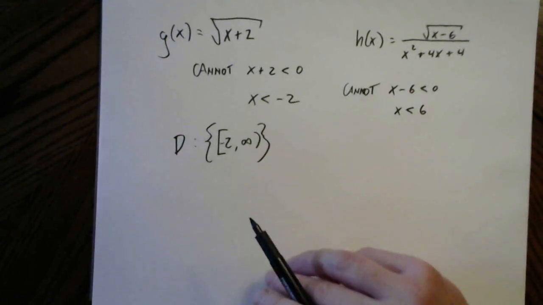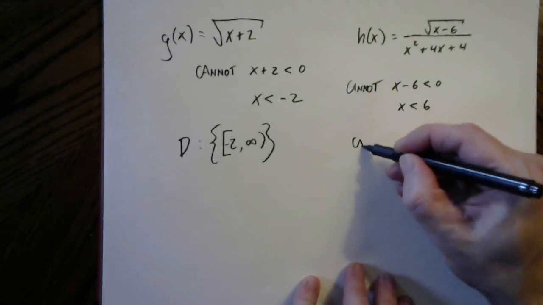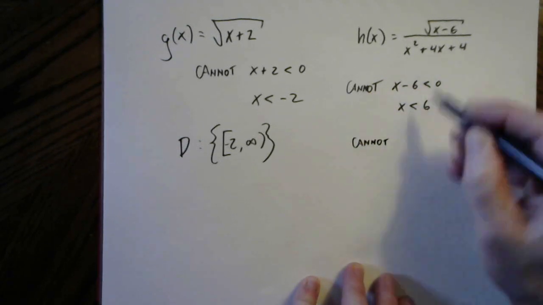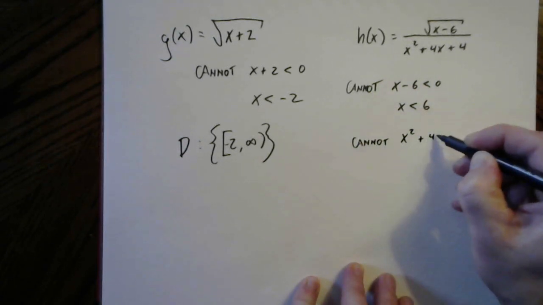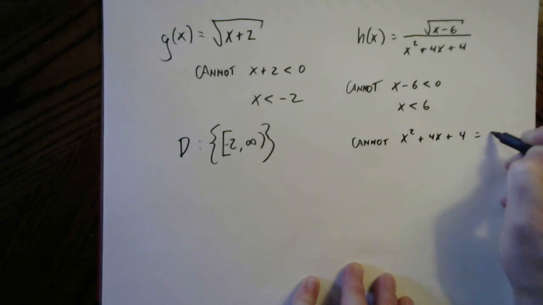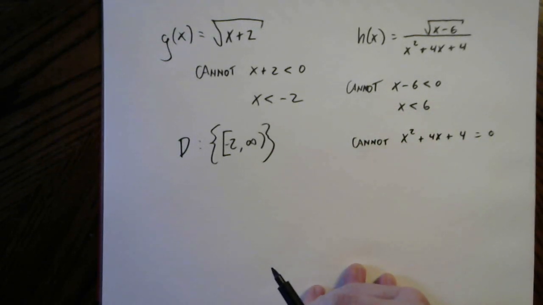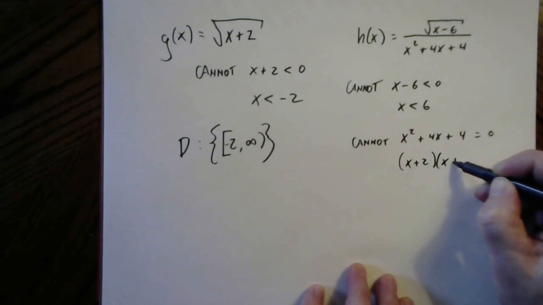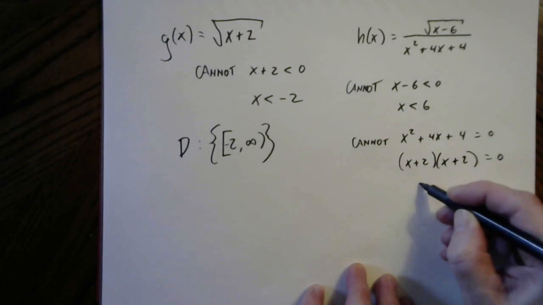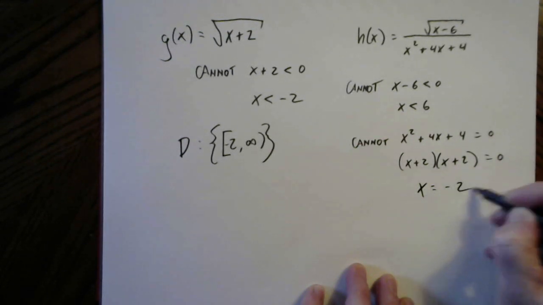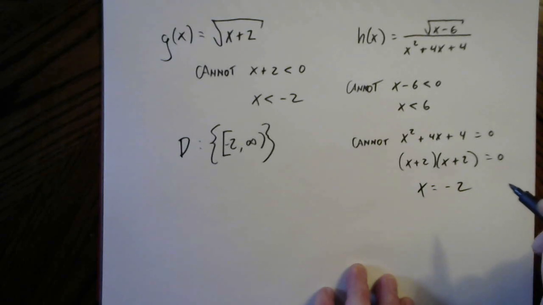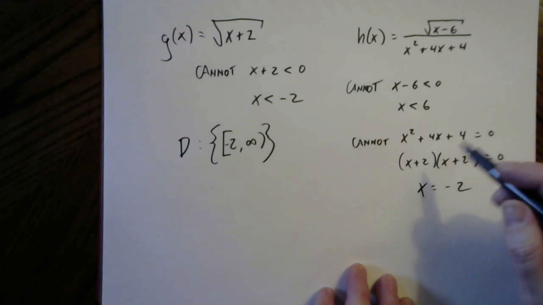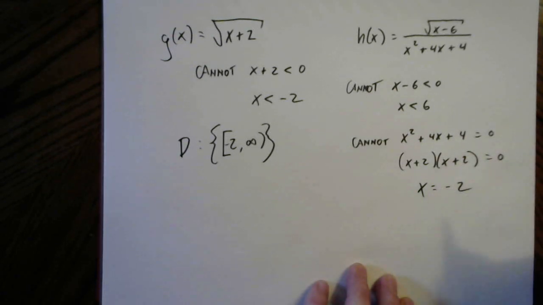But I have a second issue. I got division. So I'm going to say, well, that denominator cannot equal 0. And again, I'm going to factor this. This has two identical factors. So in addition, x cannot be equal to negative 2.